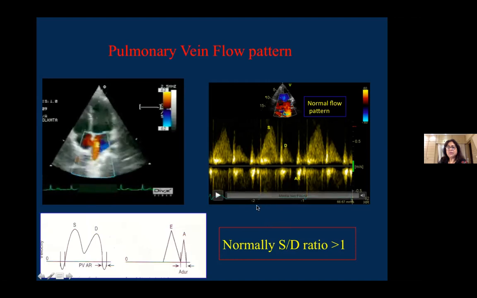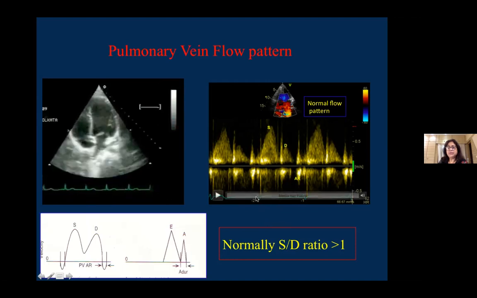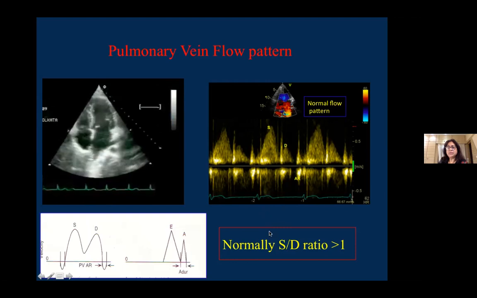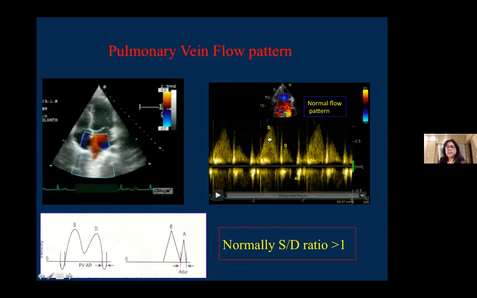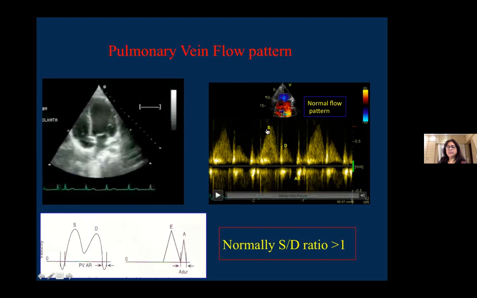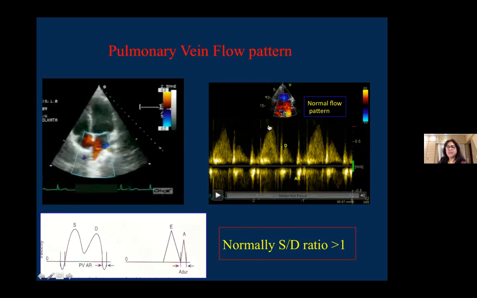Systole starts from the beginning of the QRS and ends at the end of the T wave, and diastole starts from there. So the systolic wave is more than the diastolic wave, and this is the atrial flow reversal. Normally, the S to D ratio is more than 1. Systolic is bigger than the diastolic wave.